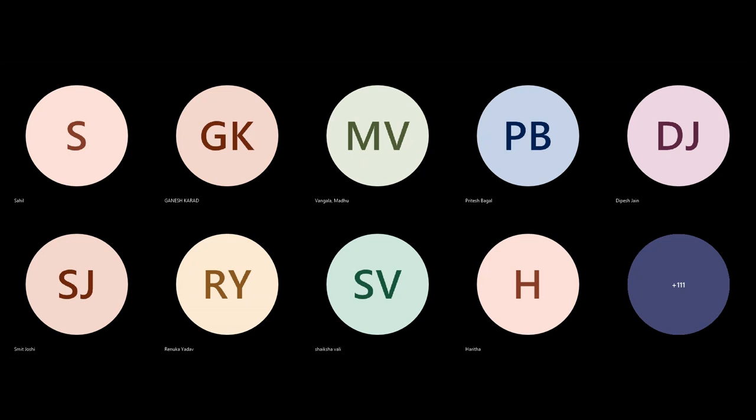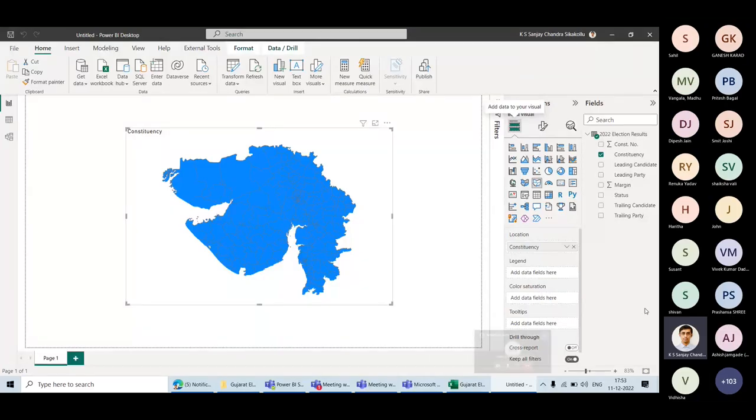Okay. Now let me share my screen. Let's go to the next part. Now I have put constituency. Now what I'll do is I'll put margin in the color saturation.